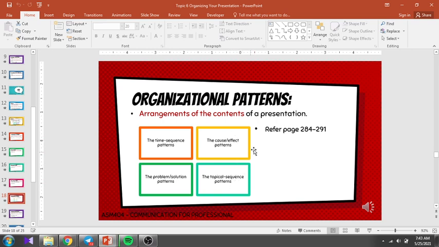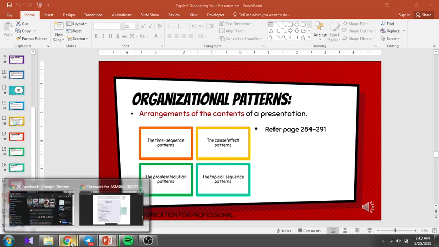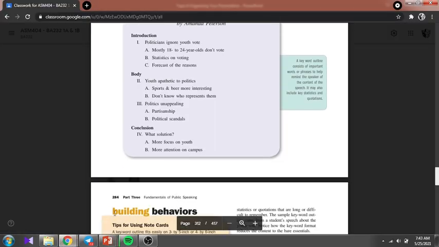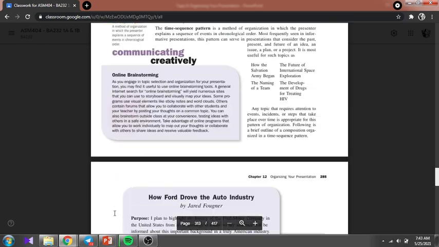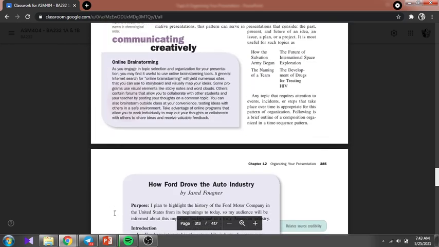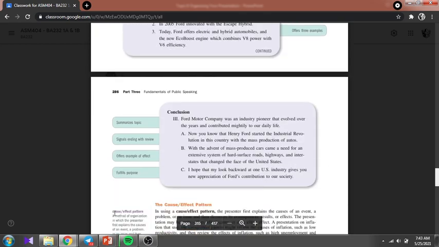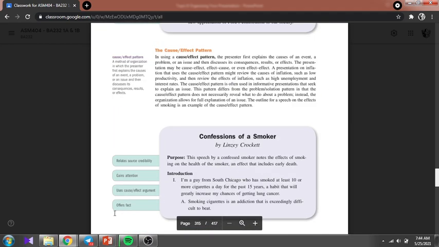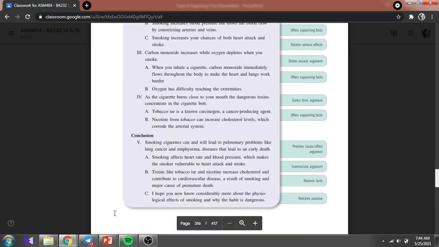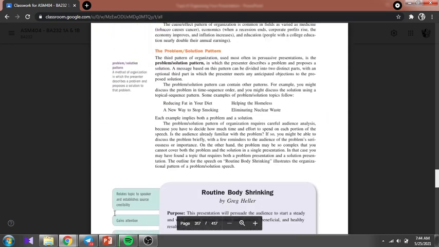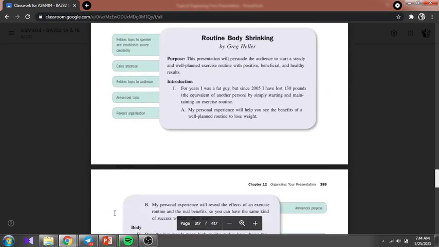Topical and sequence, let's look at the book for a moment. Page 284, topical and sequence. Okay, this is time sequence. You can refer to the textbook. The textbook will give you more explanations on this one. This is the problem solution pattern.